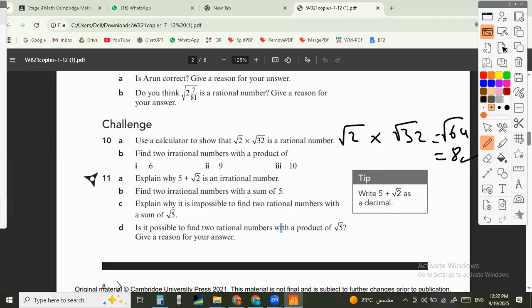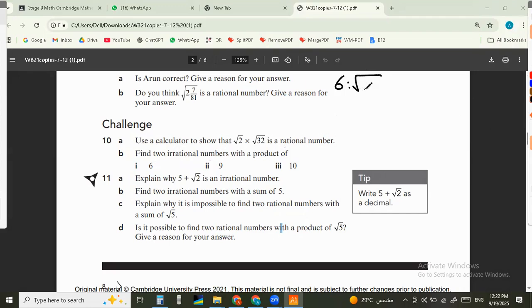All right, find two irrational numbers with a product of 6. A product, we agreed, means multiplication. For the 6, I can write the square root of 2 times the square root of what? 18, which will give me the square root of 36, which is 6. So the two irrational numbers that give me a product of 6 are root of 2 and root of 18.